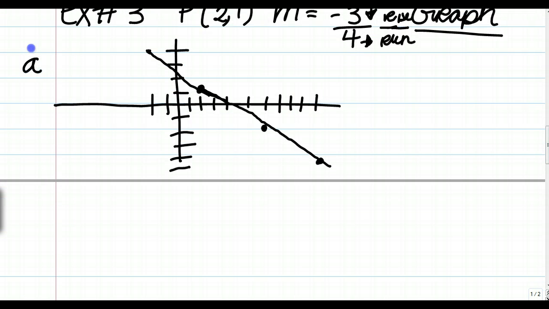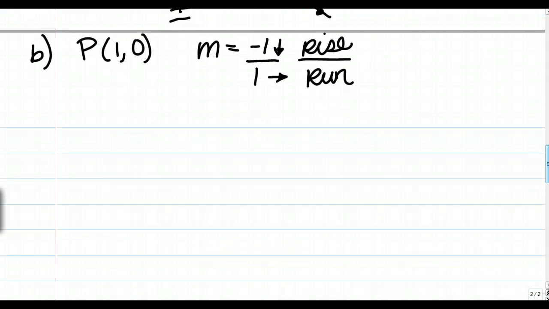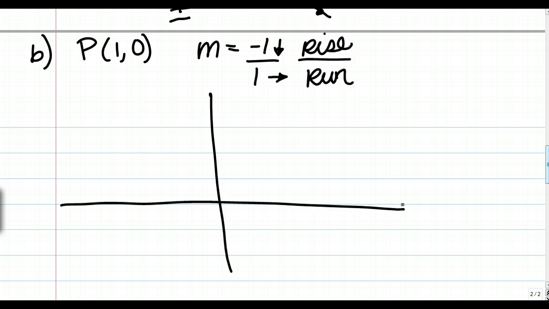Okay. Let's make this A, so I'll do a B, and this will be our last example. If I gave you the point 1, 0, and the slope of negative 1 over 1, remember this is your rise over run, and you're going to look at this number, and you know you're going to go down because it's a negative, and to the right because it's a positive. So I'm going to draw an XY graph.